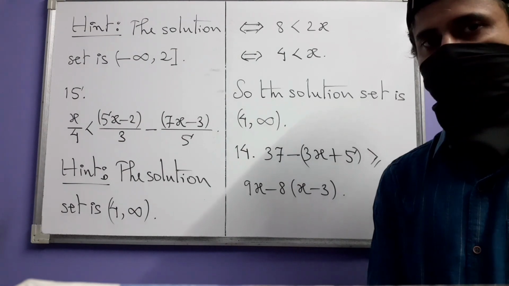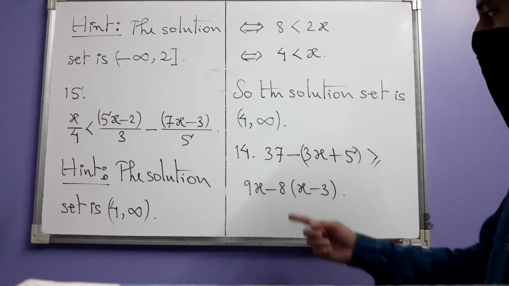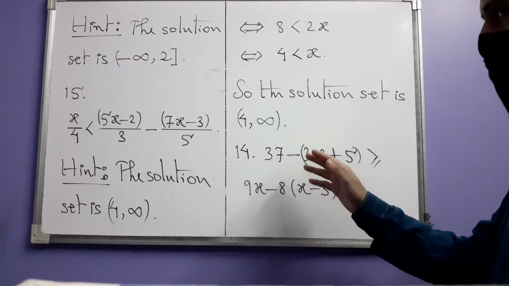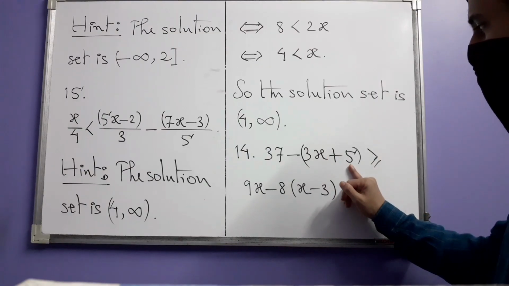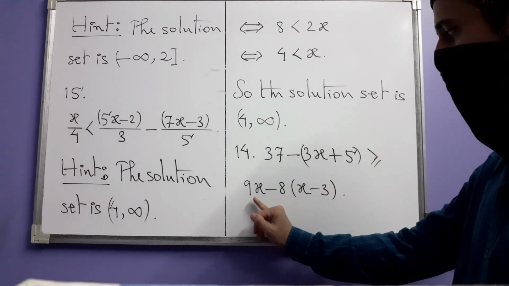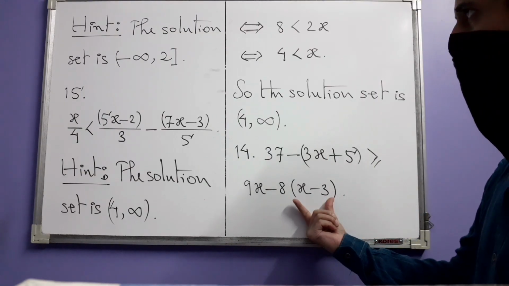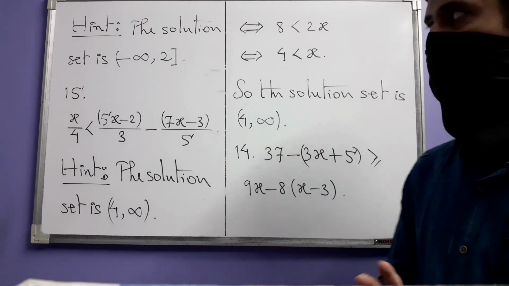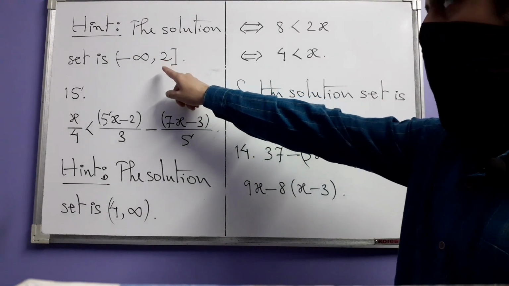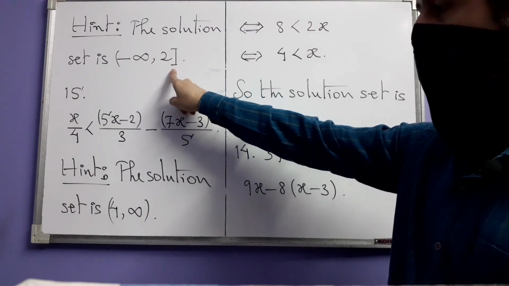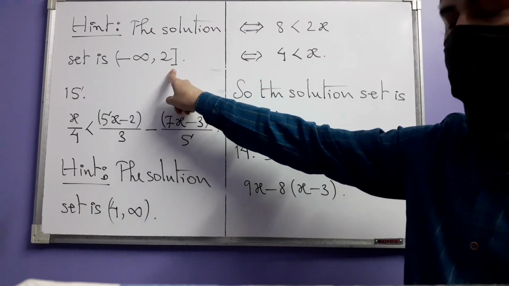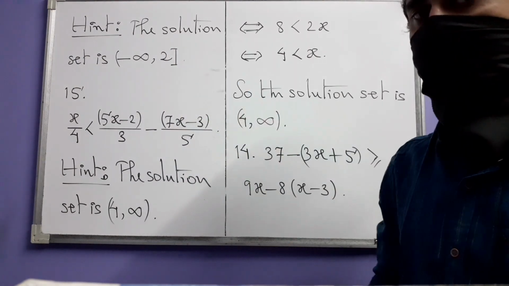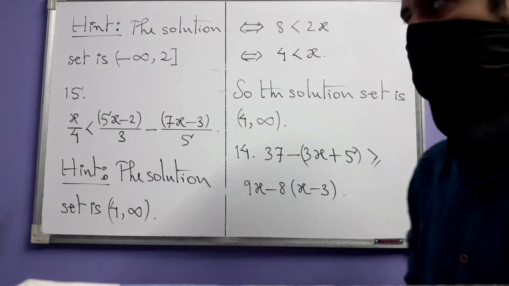The next one is 14, where the inequality is this: 37 minus (3x plus 5) is greater than or equal to 9x minus 8 times (x minus 3). So I am leaving this to you, and this is the hint. The solution set will be this closed unbounded interval. Perhaps I should not call it closed, but closed means closed on this side: (minus infinity, 2].